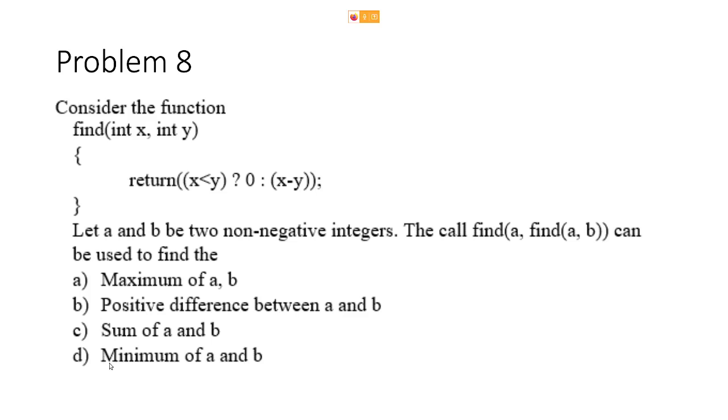So what you can do to solve this problem is assume some value of a and b, say 5 and 2, and then try to execute this and see the result you get, whether it is the maximum of a comma b or minimum, or which of the following is true. Or you can try to understand what the program is doing.